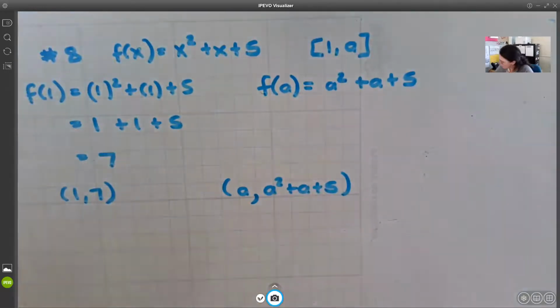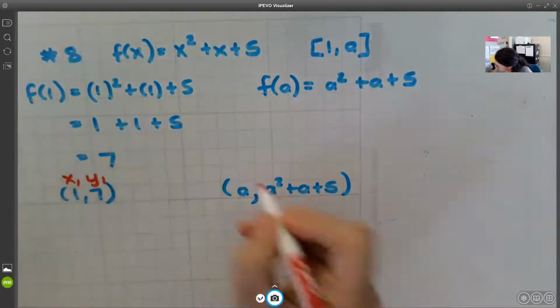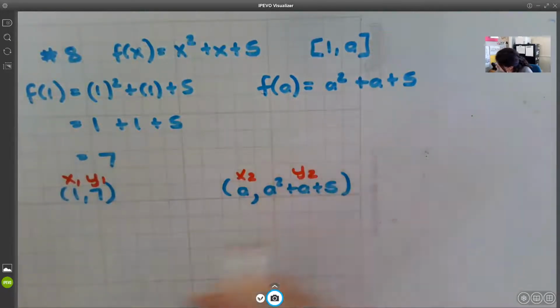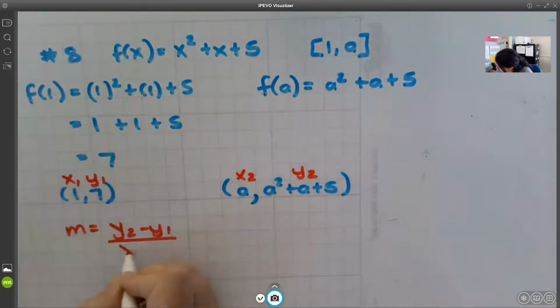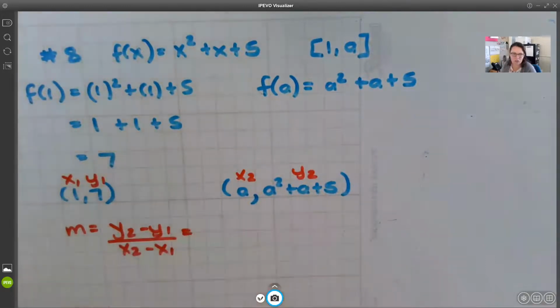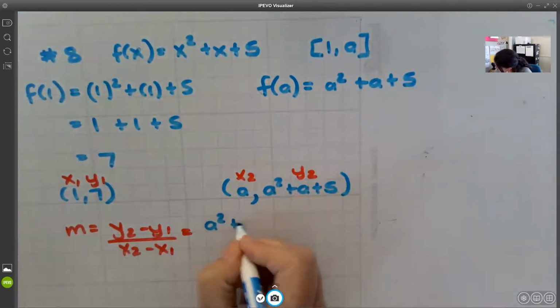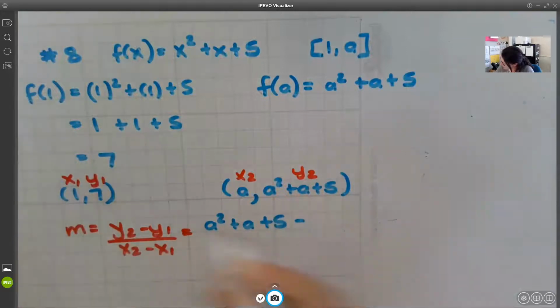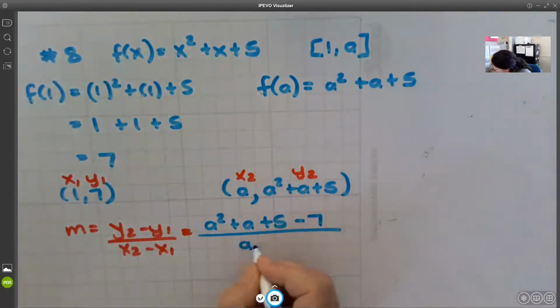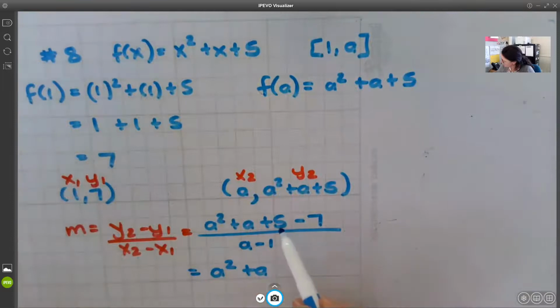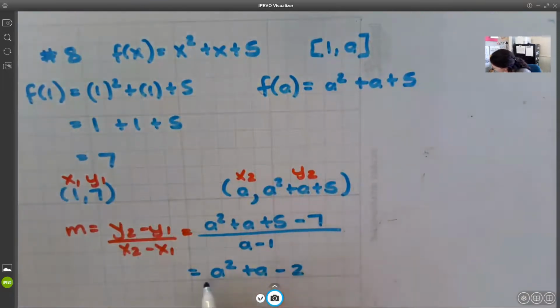And then we can just think of these points as (x1, y1) and (x2, y2), and then use our slope formula to find our average rate of change. So if I take y2, that's a squared plus a plus 5, minus y1, which is 7, over a minus 1. And 5 minus 7 is minus 2.